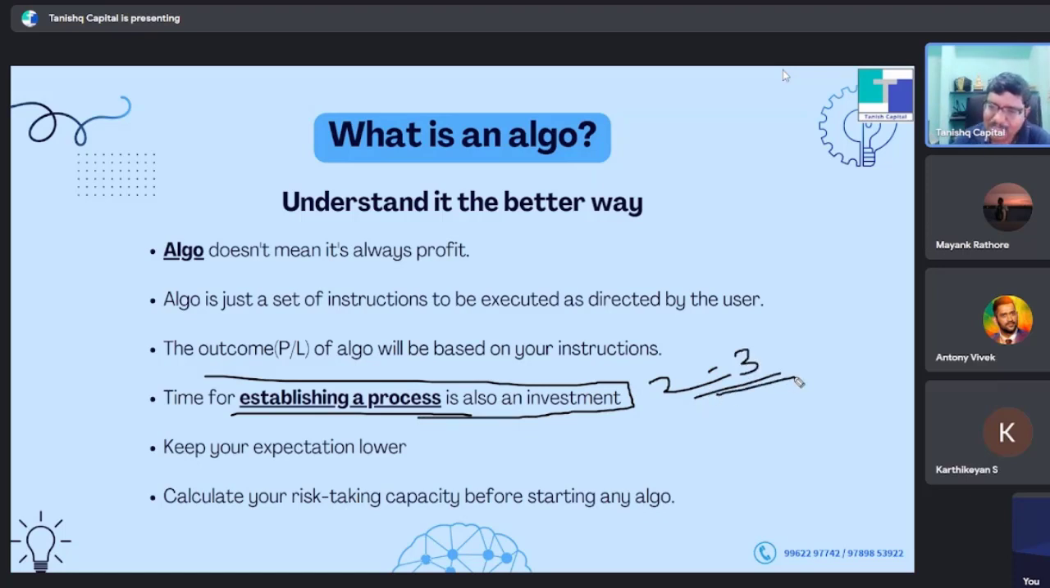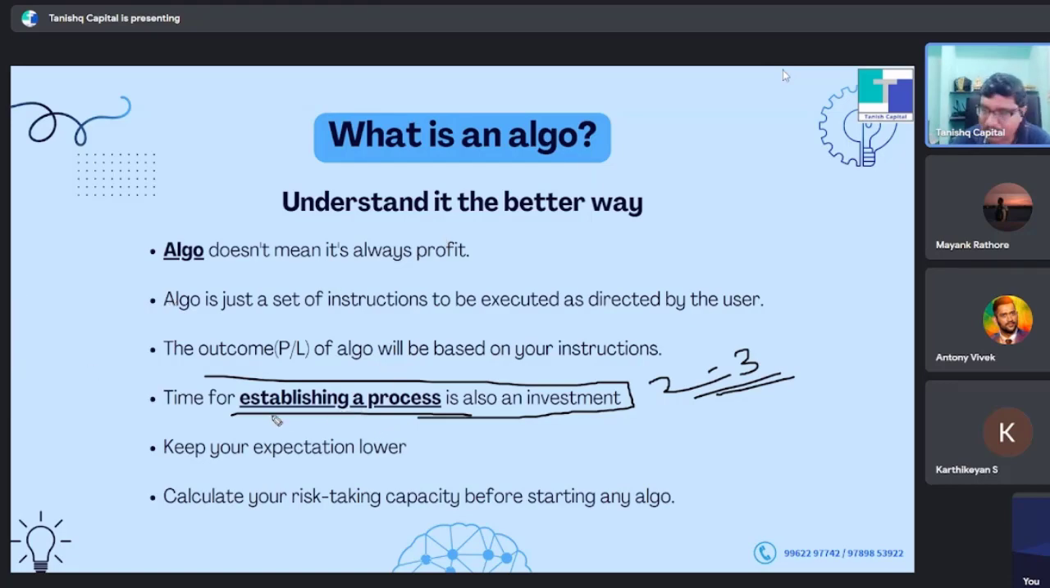Once the process is refined, then you can go for automation. It is not like immediately, because I cannot automate everything. Why? If the process is wrong, then obviously your algo will be punching all orders, and as per the process, it will be booking losses only.